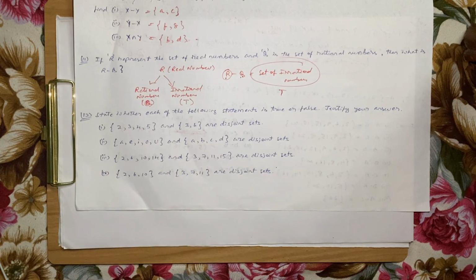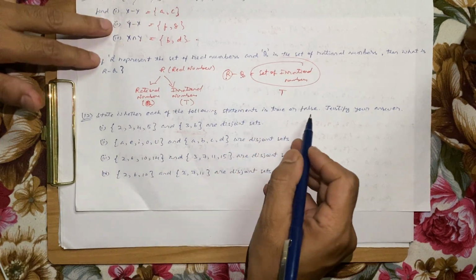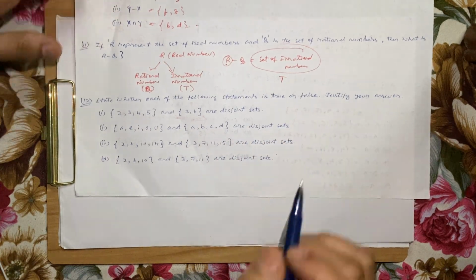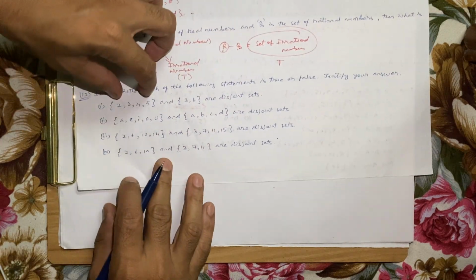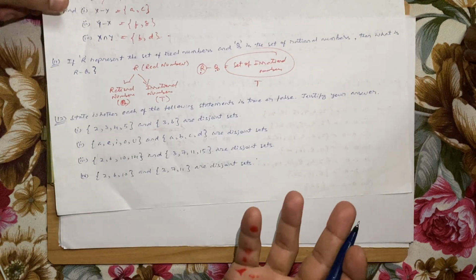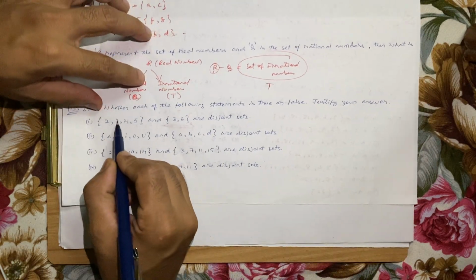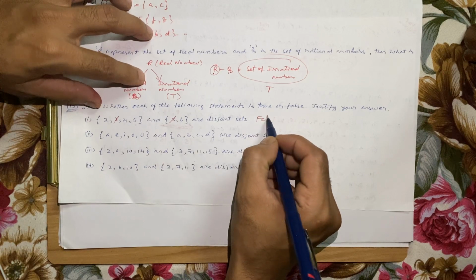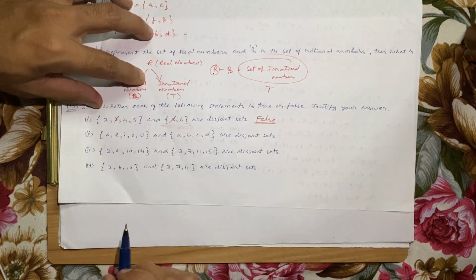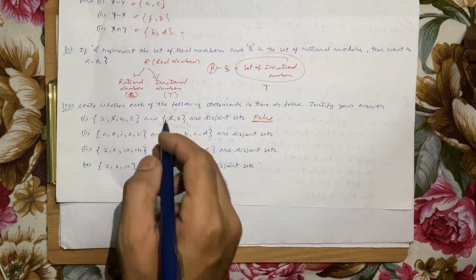Now the last question is, state whether each of the following statements is true or false. Justify your answer. These two sets are disjoint sets. Now these two sets will be disjoint if they have no element in common. But you see, 3 is common between these two sets. So this is false. This is not correct. These two sets are not disjoint. They have a common element.